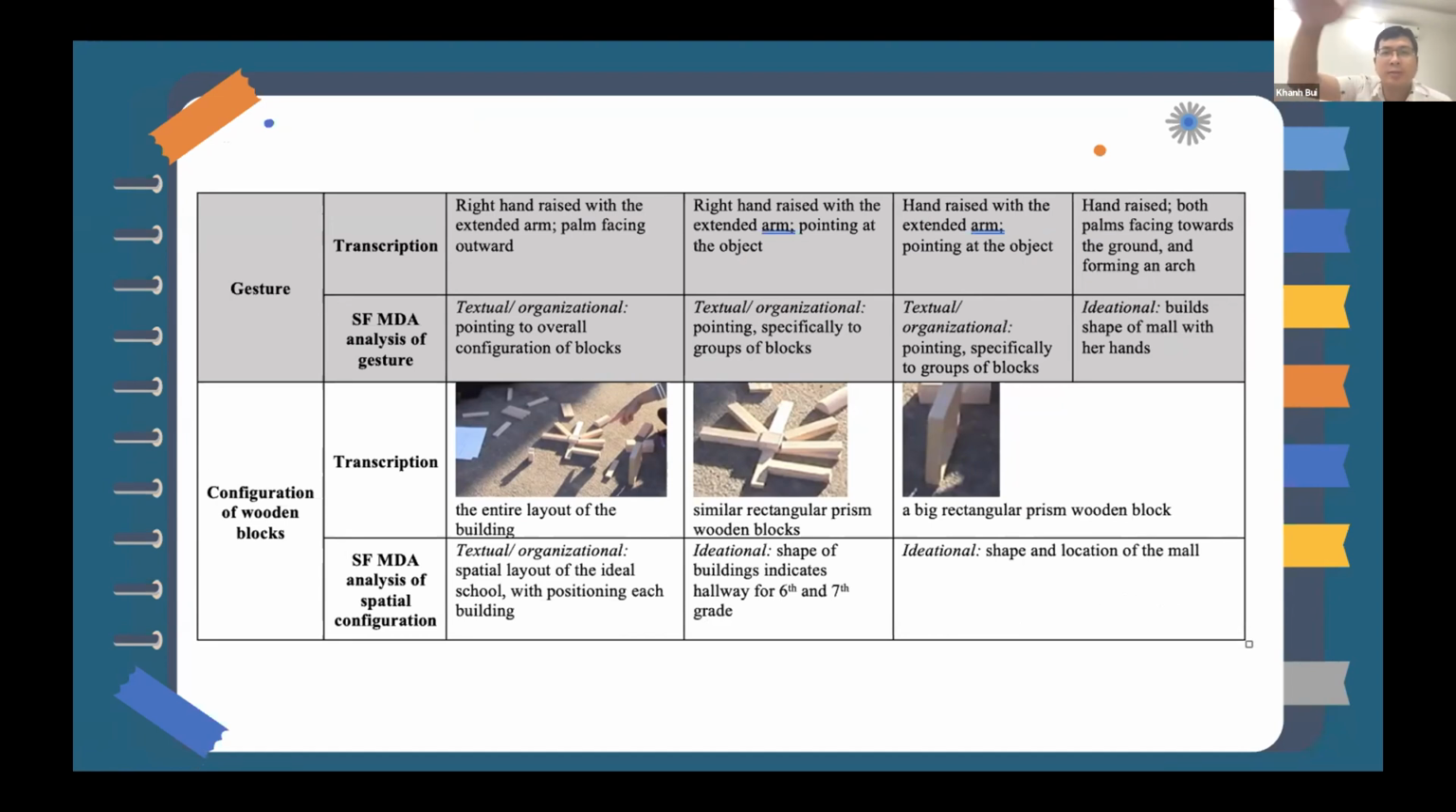She wants to introduce the overall configuration of blocks here. And if you look at this one, the entire layout of the building. That's what I'm looking at from the organizational perspective here. You can see the spatial layout of the ideal school. So that's it from the configuration of blocks here.